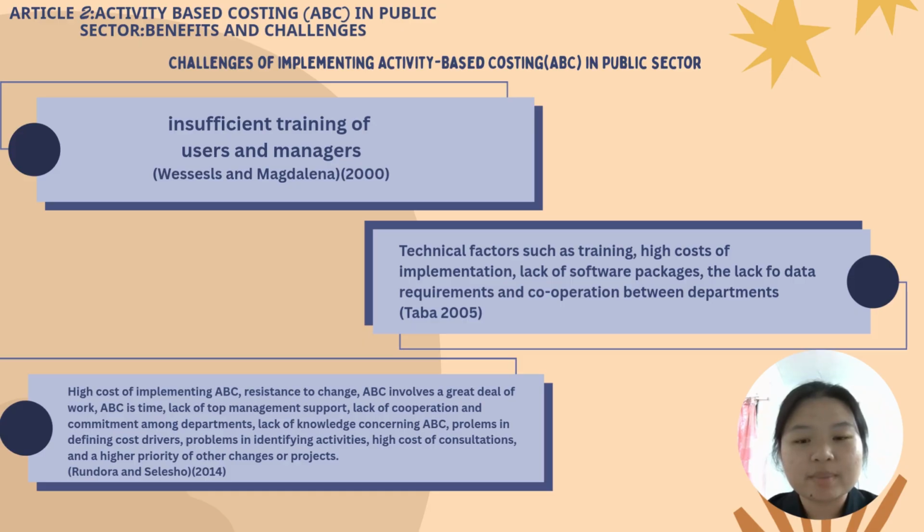Okay, now I'm going to talk about some of the challenges of implementing the ABC method in the public sector. From this article, I found the first study by Wessels and Magdalena. They say that one of the main challenges is the insufficient training of users and managers. The second study by Taba mentions challenges such as training, high costs of implementation, lack of software packages, lack of data requirements, and also cooperation between the departments.